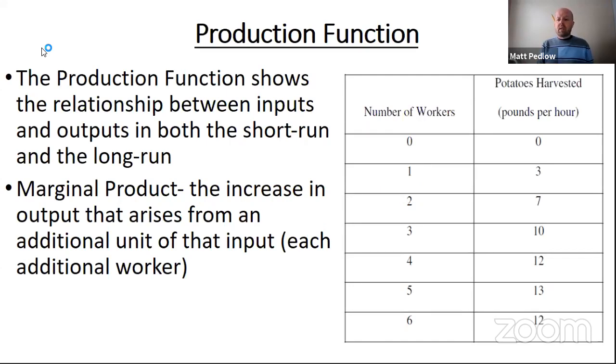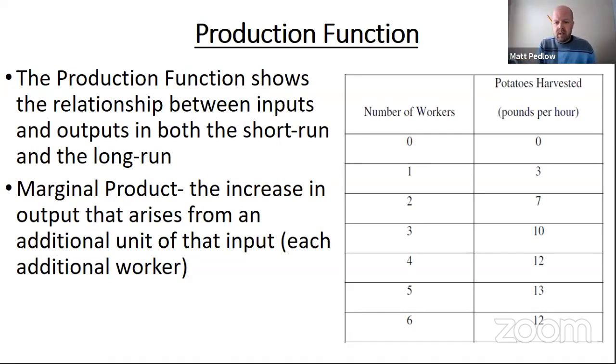First thing, the production function is the relationship between the inputs and the outputs, basically. What are the inputs? Well, to make it easy, labor. And what is marginal product? It is the increase in output that arises from each additional unit or each additional worker.